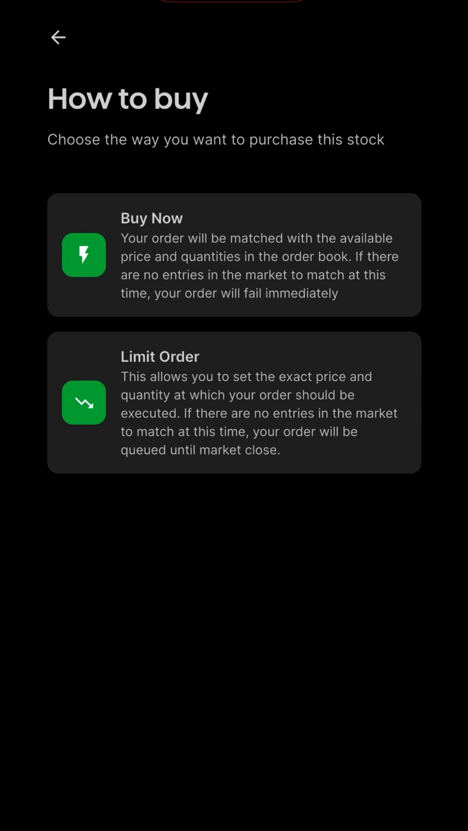So make sure you have a minimum of 5,000 naira in your account to participate in the trading. If you have questions, reach out to our customer care representatives and they are going to walk you through the process.